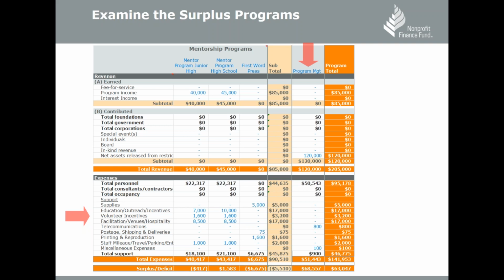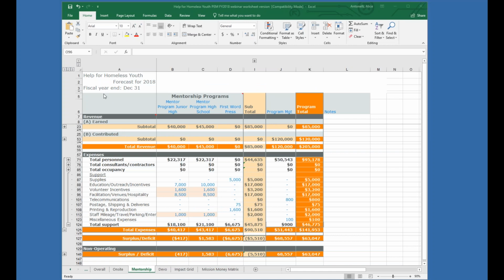All right, so let's go into the model. And let me escape out of here. All right, so I've got the model up on the screen. And leadership really did want to make some decisions about the mentorship program as a result of the priority to generate surpluses and also its aversion to cutting staff.